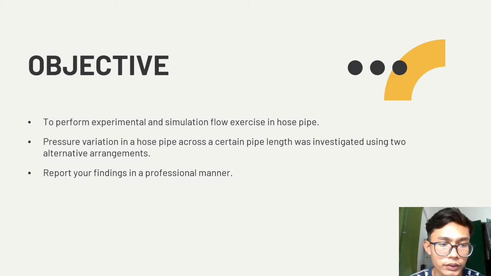I will explain the objective of this assignment that my group and I have done. The first objective is to perform experimental and simulation flow exercises in a hose pipe. Next, pressure variation in a hose pipe across a certain pipe length was investigated using two alternative arrangements. Lastly, to report your findings in a professional manner.